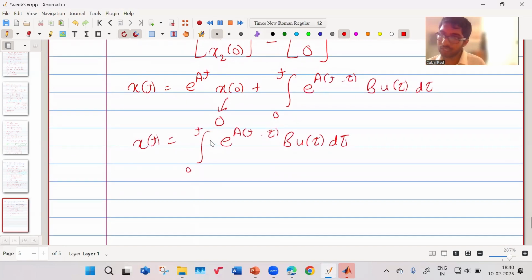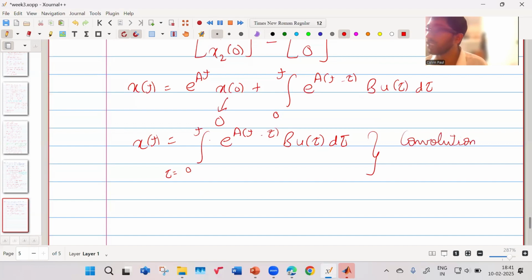Now, how do I solve this complicated integration? I have to find the exponential of a matrix, then multiply with another matrix, then integrate with respect to the variable tau, which varies from 0 to t. So how do you do that? If you look at it, this is actually a convolution.